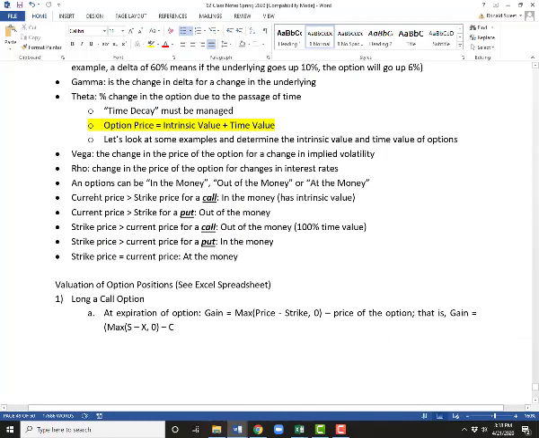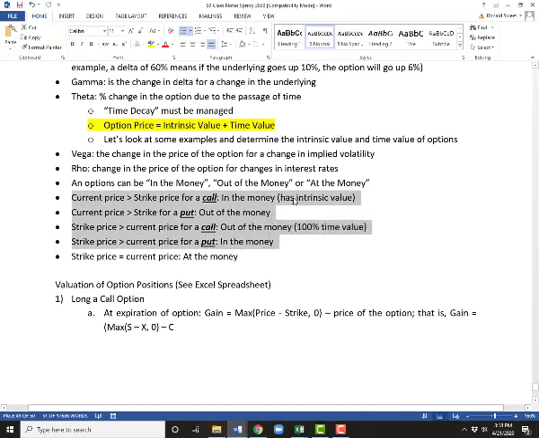So if the current price is greater than the strike, a call is in the money. If the current price is greater than strike for a put, it's out of the money. If the strike is greater than the current price, that call is out of the money. It has 100% time value. If the strike is greater than the current price, that put is in the money. So current price greater than the strike for puts is out of the money. See, it's just exactly the opposite.